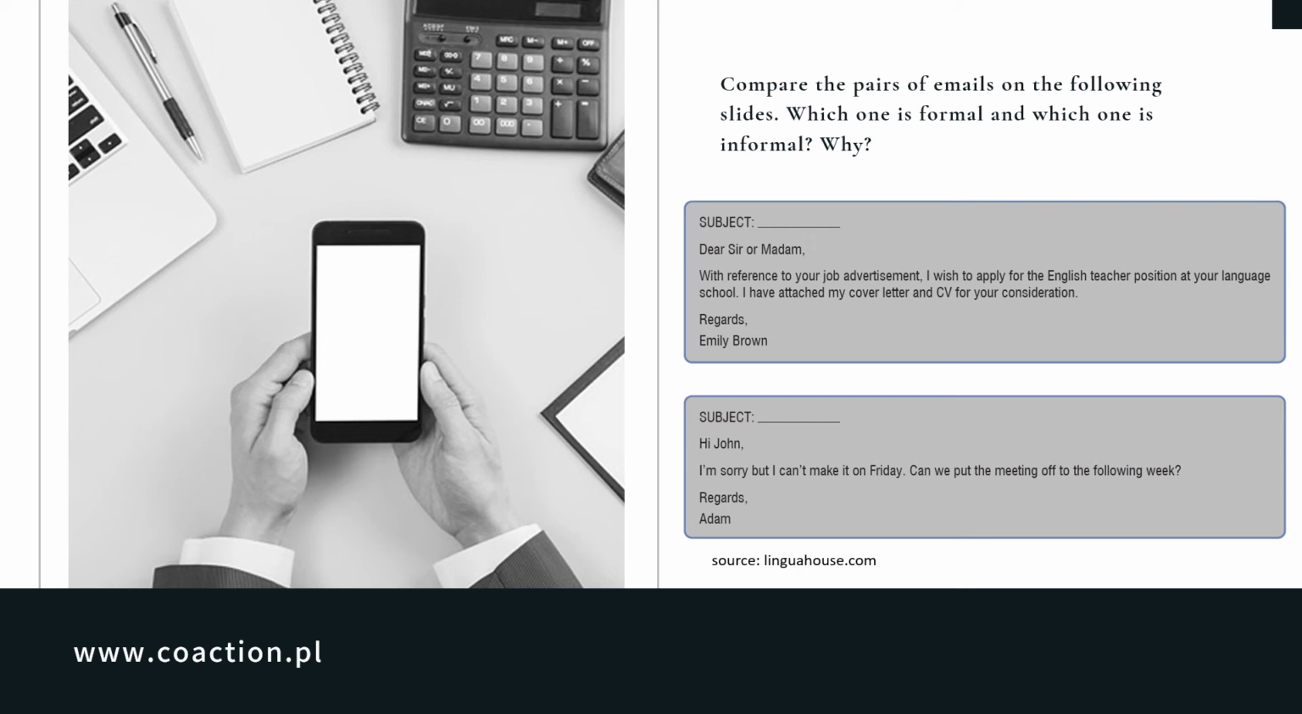As you can see, the first email employs longer sentences and doesn't contain phrasal verbs. So it is clearly obvious that it is a formal one. Whereas the second one is informal. It starts with "Hi John," whereas the previous one starts with "Dear Sir or Madam."